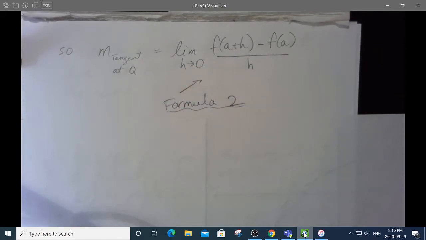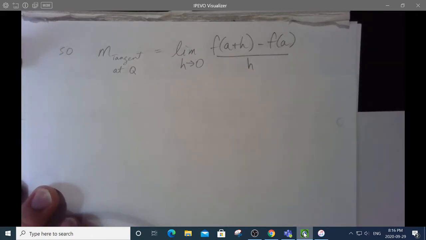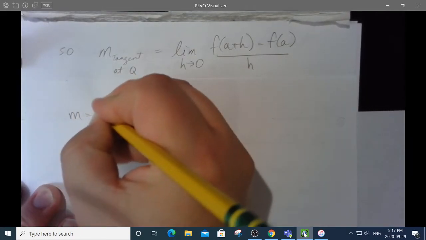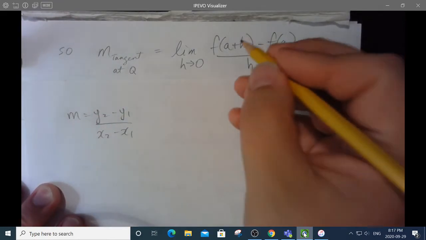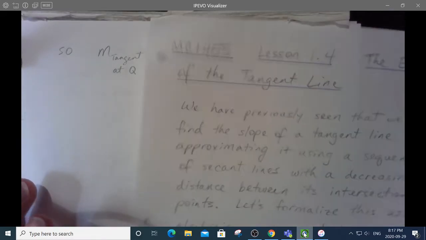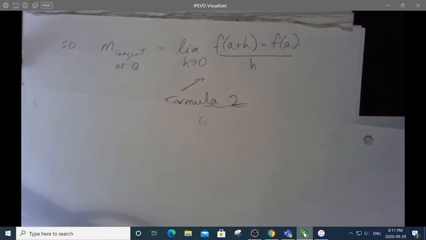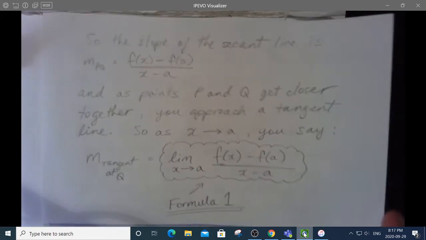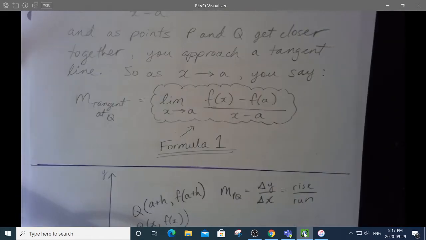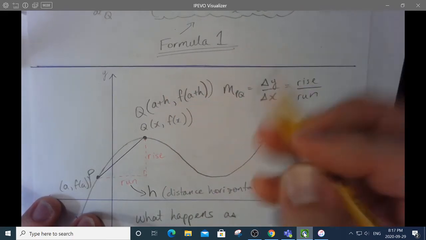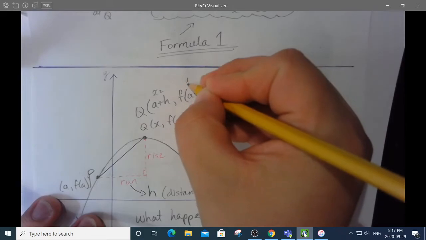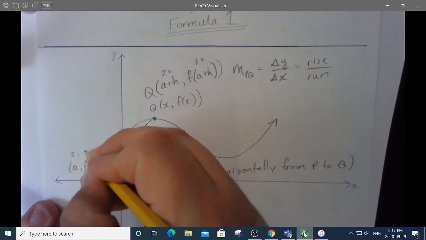Now, where did that come from? Maybe I've skipped a step here. Let me put it back. This comes from the formula again. Slope is y2 minus y1 over x2 minus x1. Only this time y2 is right here. That's y2, and I missed a bracket, I just realized. This is x2, this is y2, this is x1, this is y1.